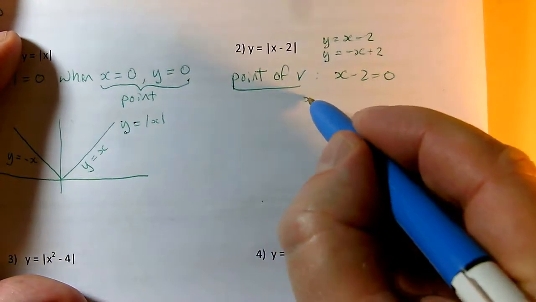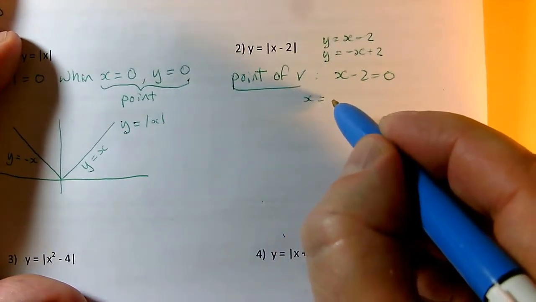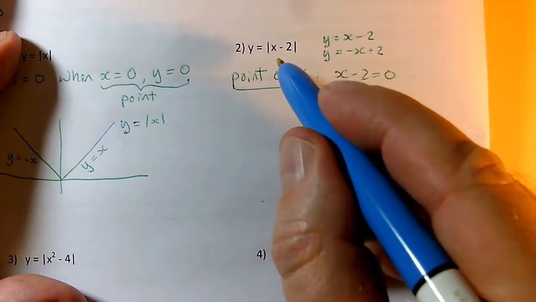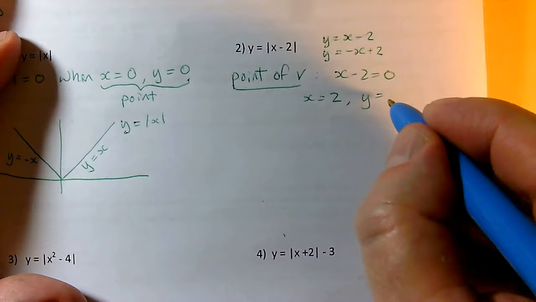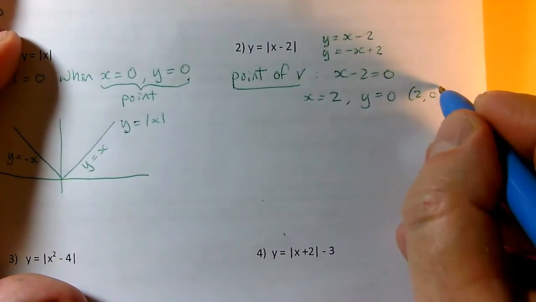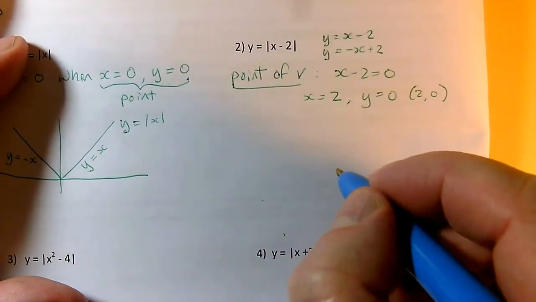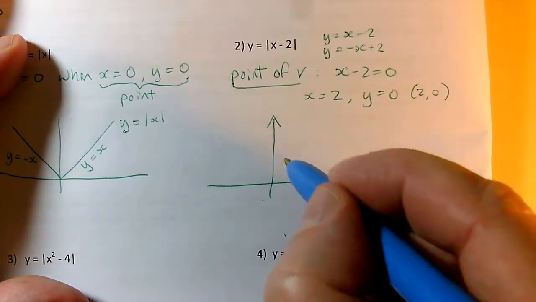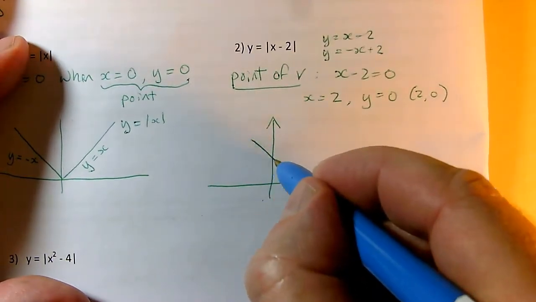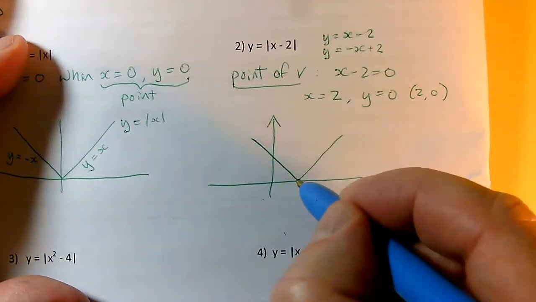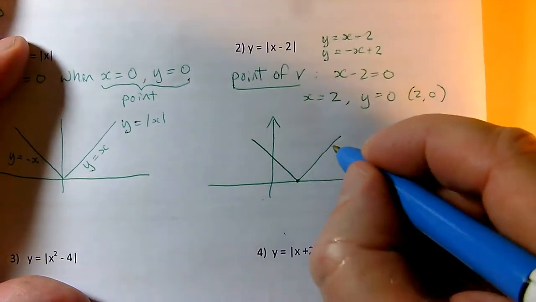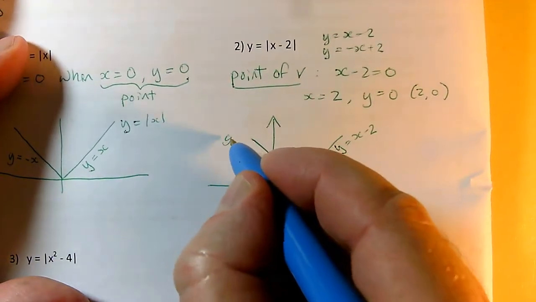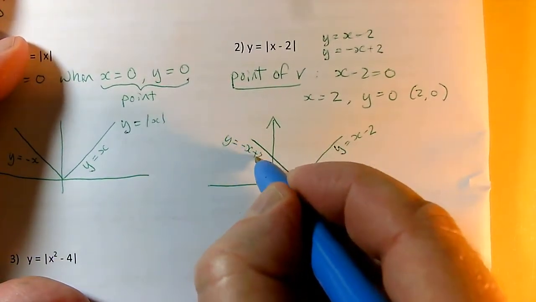So x minus 2 equaling naught means that x is going to equal 2, and if the thing inside the modulus equals naught, then y is going to equal naught. So I'm going to have the point (2, 0) at the point of my v. I can get a reasonable sketch by saying the point of the v is at (2, 0), so my v is going to go like this. The one that slopes up has positive gradient, so y equals x minus 2 on this side, and y equals minus x plus 2 on this side.